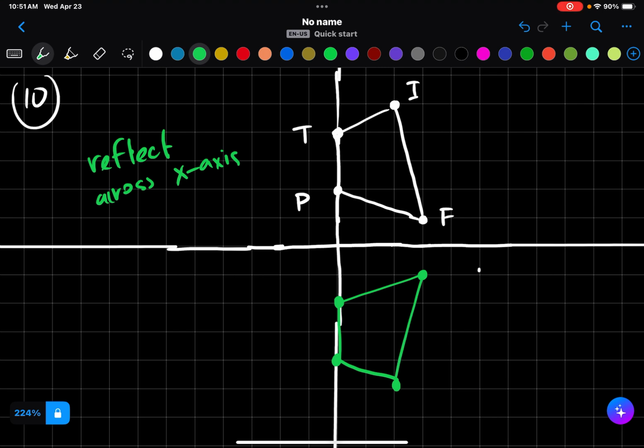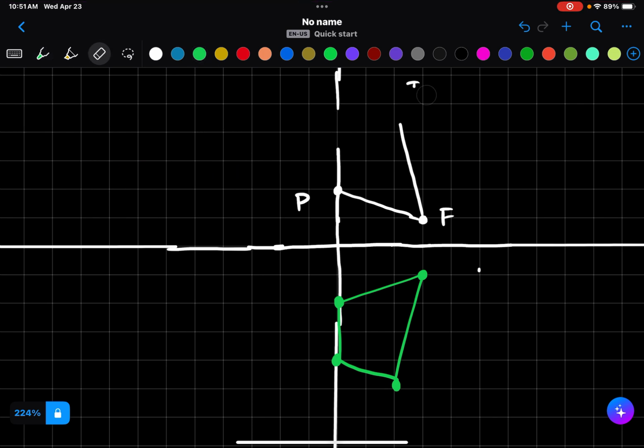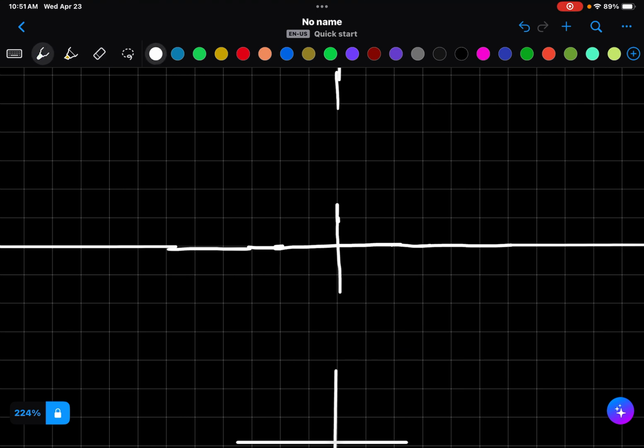And congratulations, this is the mirrored object across the x-axis. That's much closer to what you will see on your paper. All right, let's go ahead and do number 11. Pause this if you need to. Erase this out real fast. Fix some of those grid lines.